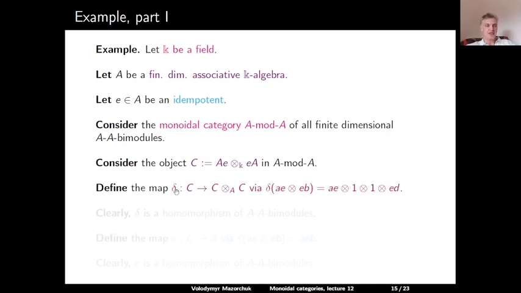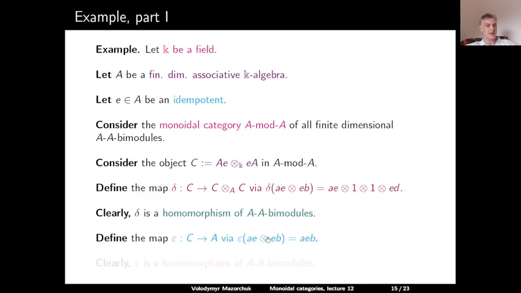Define the comultiplication delta for this object by sending the element AE tensor EB in C to the element AE tensor 1 tensor 1 tensor EB in C tensor_A C. Clearly, delta is a homomorphism of A-A bimodules. This is obvious just from the formula. Define the counit map epsilon from C to the regular A-A bimodule A as the multiplication map.